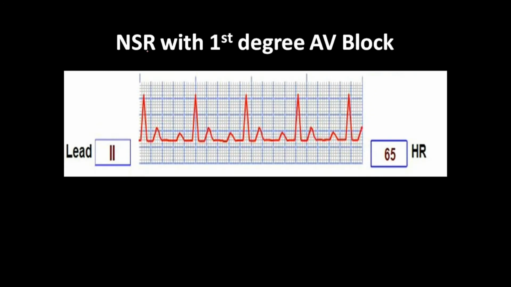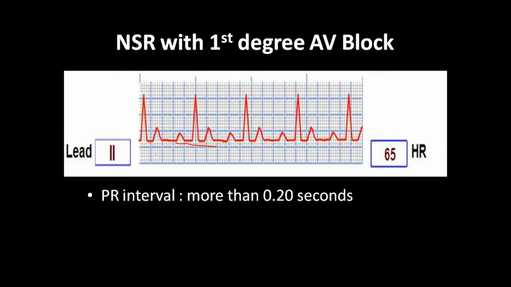Next, we have normal sinus rhythm with first degree AV block. So as the name suggests, there will be P wave, isoelectric line, QRS complex, isoelectric line, and a T wave. Okay, normal sinus rhythm with first degree AV block. So what is first degree AV block? The PR interval is more than 0.2 seconds.